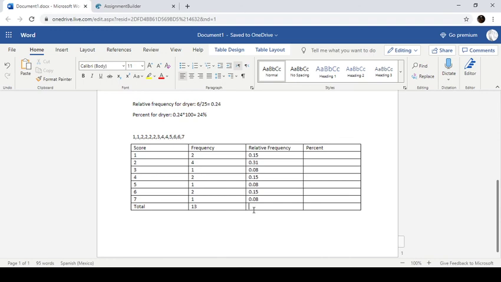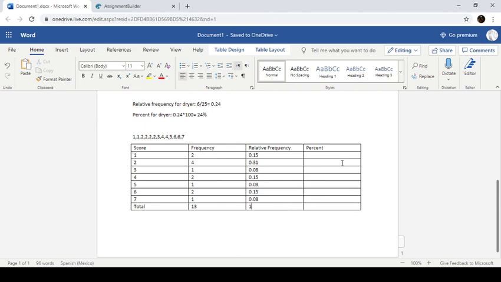So there's all of our relative frequencies. And now we need to see if these add up to something close to 1. Make sure that we've actually rounded all these numbers correctly and there's nothing weird going on. So let's see. 0.15 plus 0.31 plus 0.08 plus 0.15 plus 0.08 plus 0.15 plus 0.08 is exactly 1. So we got lucky there. Even though we rounded, our numbers still come out to exactly 1, which is ideal.